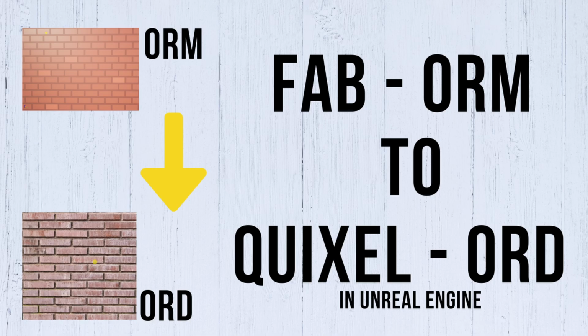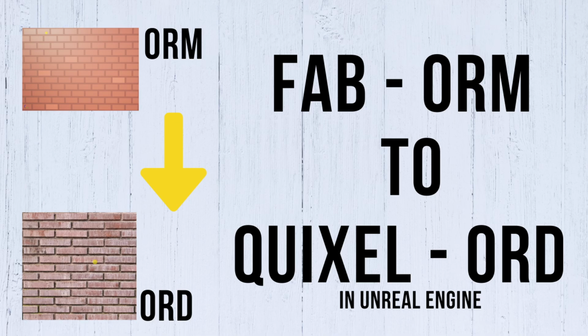In this tutorial, we're going to cover how to convert the FAB ORM texture to a Quixel Bridge ORD texture. If you've downloaded any Quixel Bridge Megascan textures from FAB, you've probably noticed that they don't contain the ORD packed texture format anymore. Instead, there's an ORM texture map in its place.